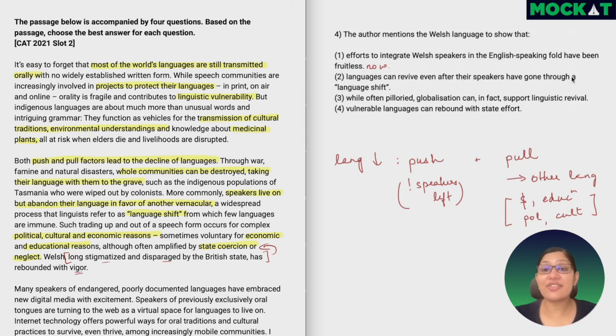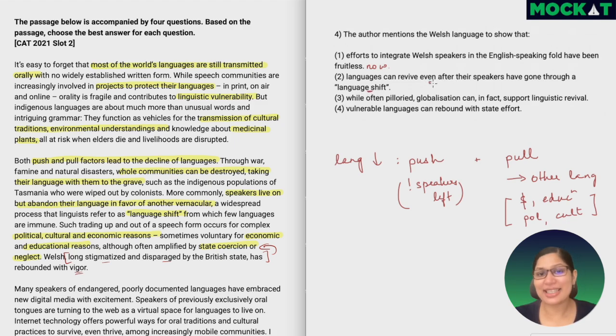Languages can revive even after their speakers have gone through a language shift. So language shift was actually given in this context, right? So language shift from which few languages are immune. So this is the first part, and this also has the second part. I'm not too happy with just language shift. Usually we do have options which explain what it is.